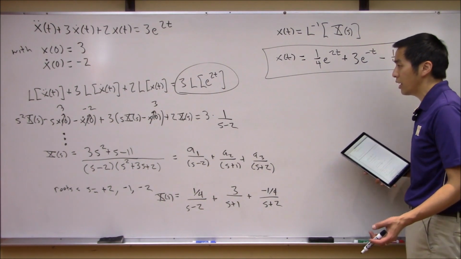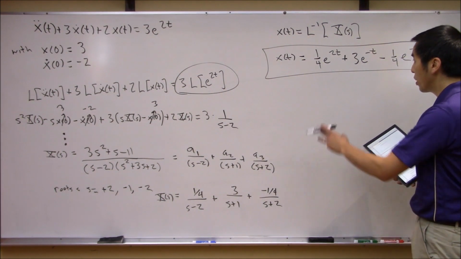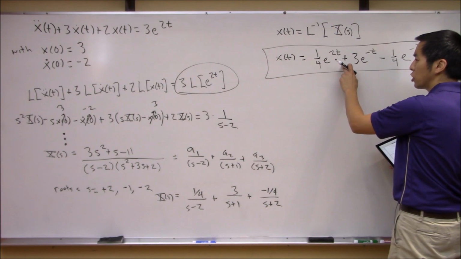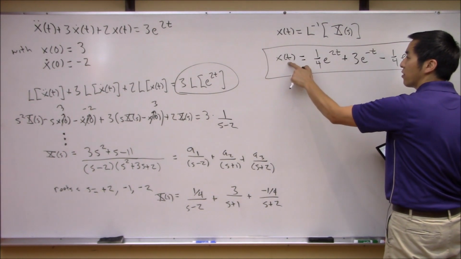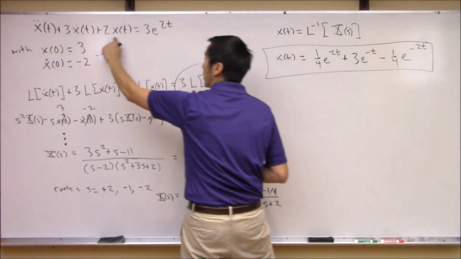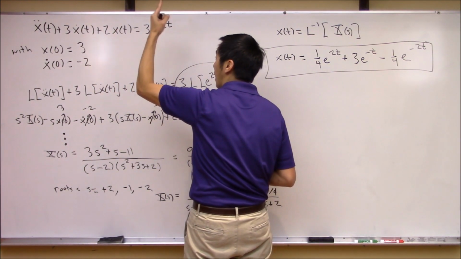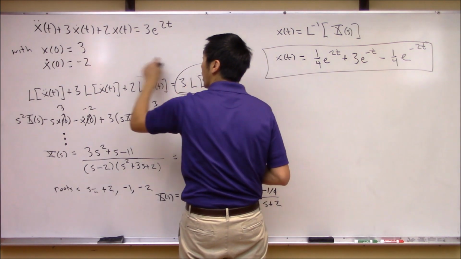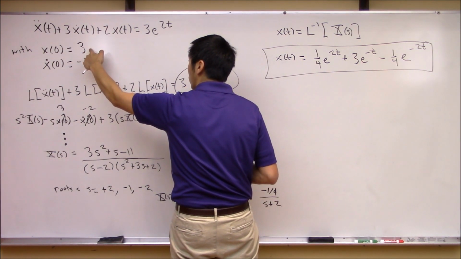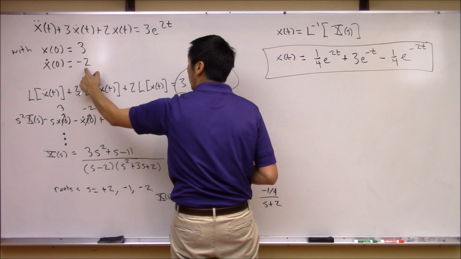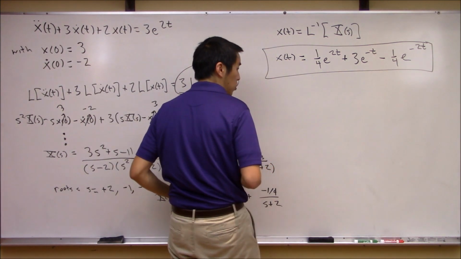So that's pretty interesting. If you really wanted to double check, you could plug this x back into the differential equation and make sure that it turns into 3e to the 2t, so it satisfies the ODE. Then you could check that it evaluates to 3 at time 0 and that its slope at time 0 is -2. You could do all that in Mathematica.